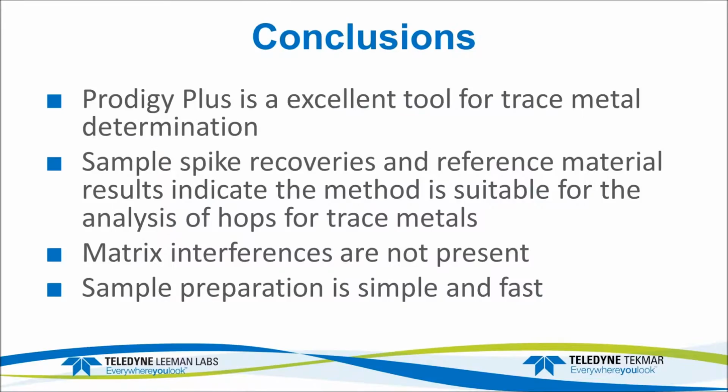Okay. So, in conclusion, ICP, the ProdigyPlus in particular, is an excellent tool for trace metal determinations in brewing materials. The spike recoveries in the reference material indicate the method is suitable for the analysis of hops. The good spike recoveries indicate that we don't have significant matrix interferences, so we didn't need to run the analysis via method of standard additions or to use an internal standard. And finally, the sample preparation simply via hop plate is simple and fast and provides accurate results.